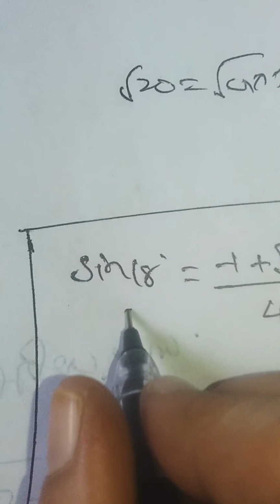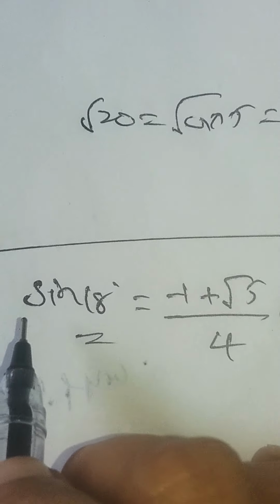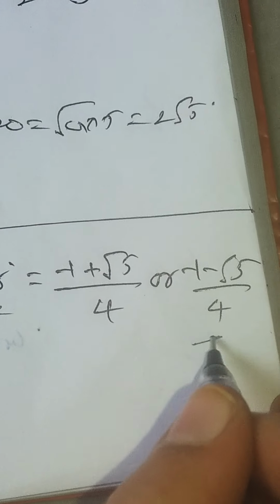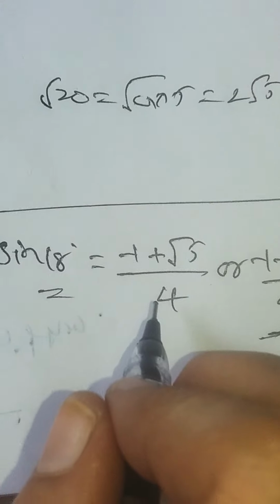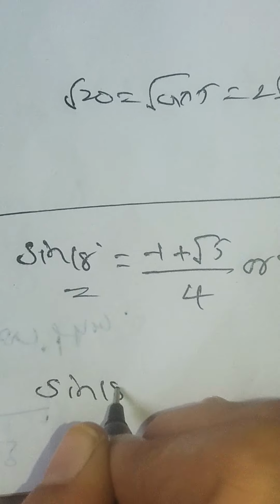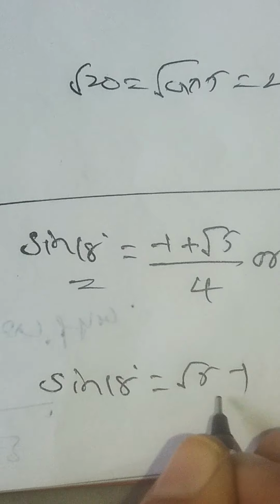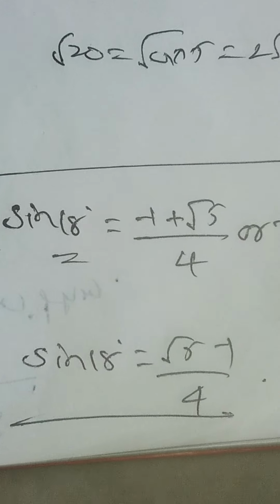But 18 degrees lies in first quadrant. So the value of sin 18 degrees may not be negative. So the value may not be minus 1 minus root of 5 by 4. It will be positive. So we'll get sin 18 degrees is equal to root 5 minus 1 by 4. We got sin 18 is root 5 minus 1 by 4.